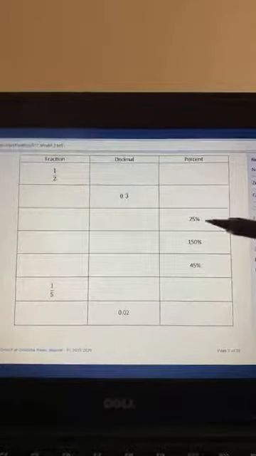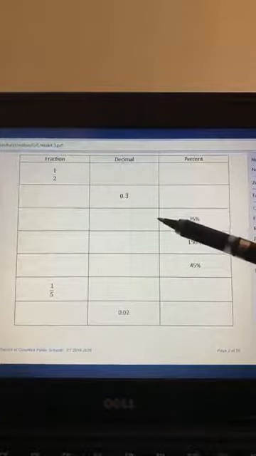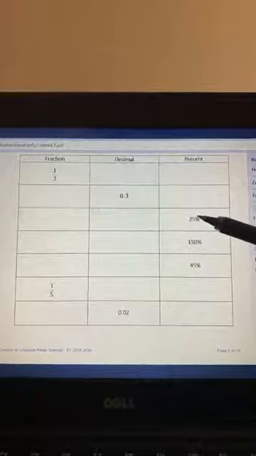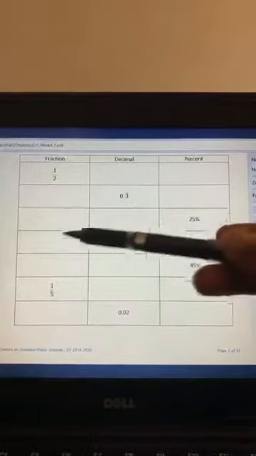So, right quick, I want y'all to do the next 3. You're going to do 25% converted to a decimal and a fraction. You're going to do 150% converted to a decimal and a fraction. And you're going to do 45% converted to a decimal and a fraction.